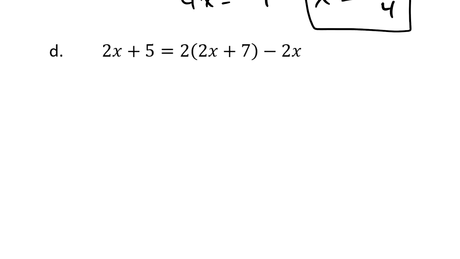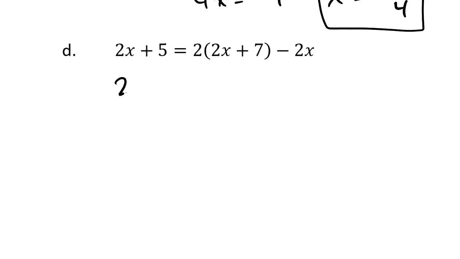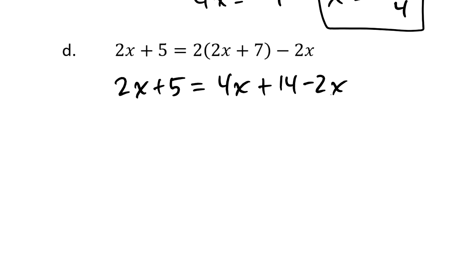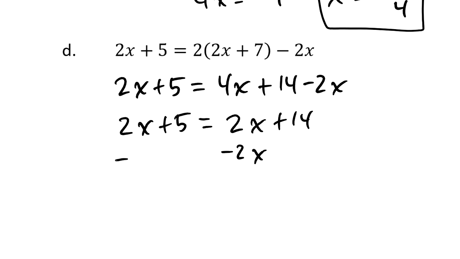And then finally for D, I've got the 2x plus 5, an application of the distributive property again. We've got 4x plus 14 minus 2x. 4x minus 2x is going to be 2x on this side, so 2x plus 14 over here. On this side we've got 2x plus 5. I'm going to again take away 2x from each side, and I get this expression.